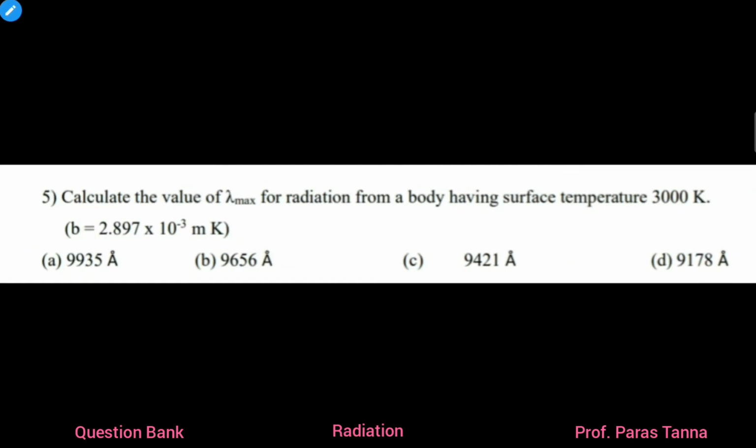Chapter Radiation MCQ number 5. Calculate the value of lambda max for radiation from a body having surface temperature 3000 Kelvin. It is given that B is equals to 2.897 into 10 raised to minus 3 meter Kelvin. Your options are option A 9935 Angstrom, option B 9656 Angstrom, option C 9421 Angstrom and option D 9178 Angstrom.